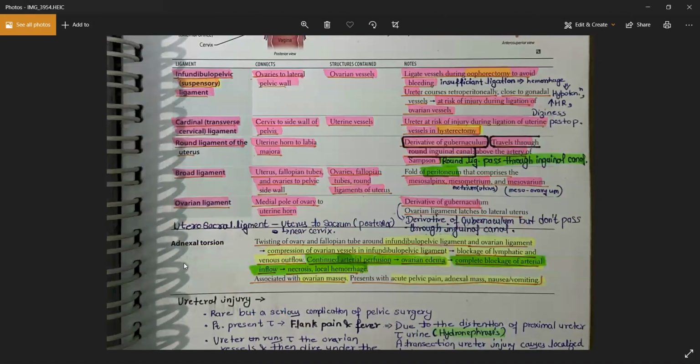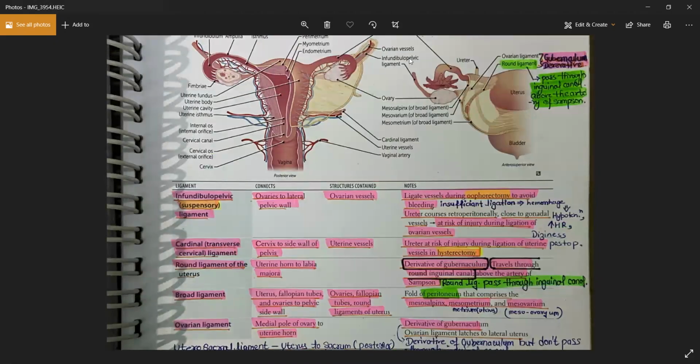Now you have adnexal torsion, that means the twisting of the ovary and the fallopian tube, and that happens around the infundibulopelvic ligament or around the ovarian ligament. Whenever you have a twisting, you will always have a compromise of these ovarian vessels. You will have a twisting of these vessels also. These vessels get blocked, right? Let me draw this.